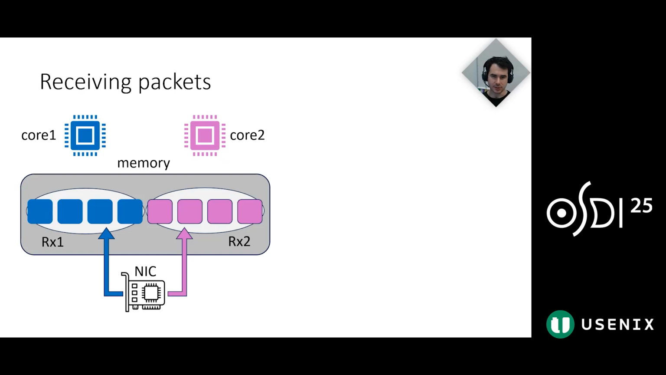In this presentation, we will use the following running example. We have two cores receiving packets, core 1 in blue and core 2 in pink. Each core has a receive ring with buffers marked with the corresponding color. These receive rings reside in host memory.